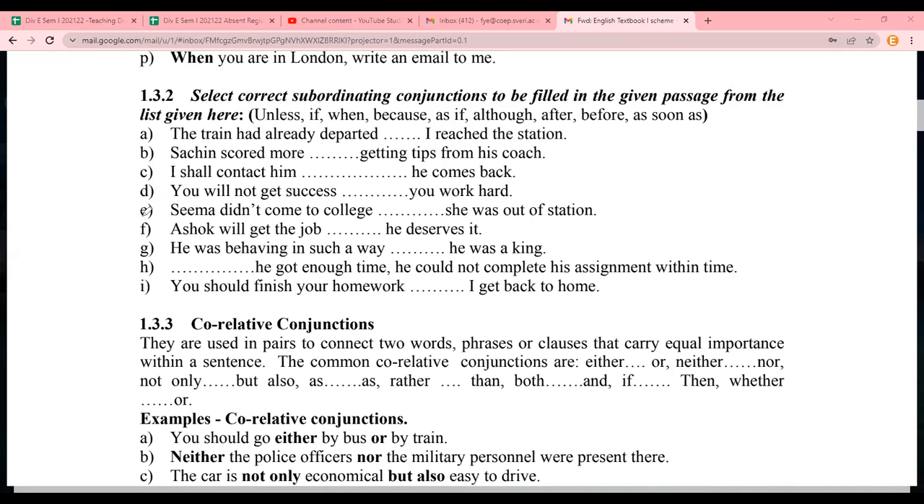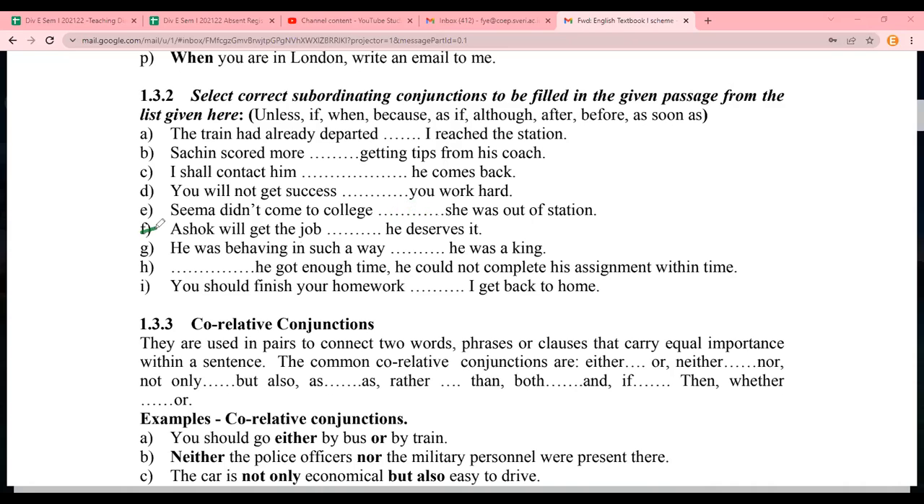Number E, Seema didn't come to college dash she was out of station. Because. Yes, because. Or also you can say as is not here, but as also possible. As is not given in this bracket, but you can also say as she was out of station is also possible, but as is not given here.